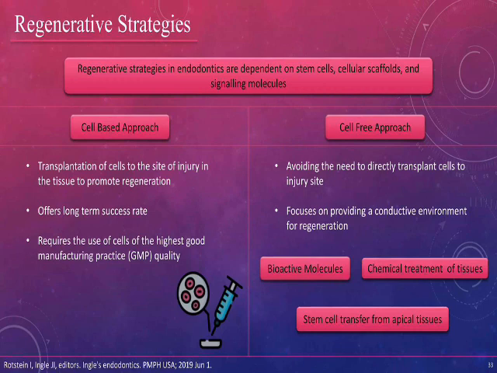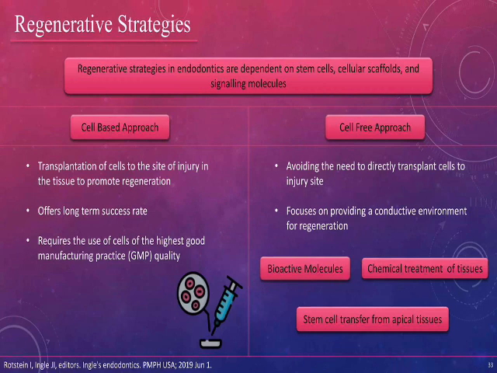And then this is based on the regenerative strategies, which include a cell-based approach and a cell-free approach. In the cell-based approach, cells are transplanted to the site of the injury in the tissue to promote regeneration. It offers a long-term success rate, but requires the use of cells of the highest good manufacturing practice quality. The cell-free approach avoids the need to directly transplant cells to the injury site.